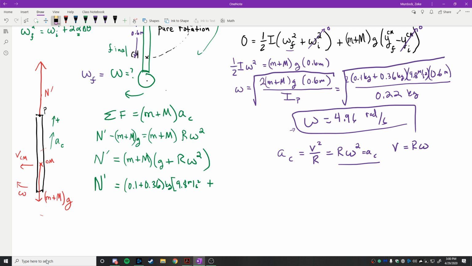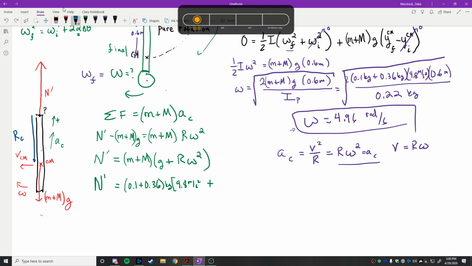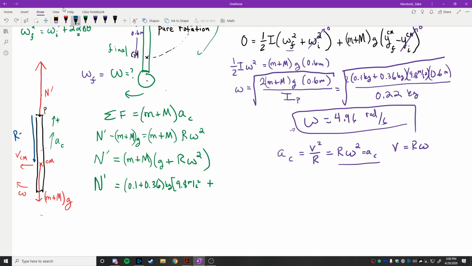Yeah, that's exactly right. It's this distance here. This is what our R is in this case. It's the distance from the pivot to the center of mass. You might call it distance to the center of mass if you want, but in this case, that is what R is. So it's equal to 0.6, right? Because that's where we found this. So this is going to be times 0.6 meters. And then omega squared. We just calculated that there.